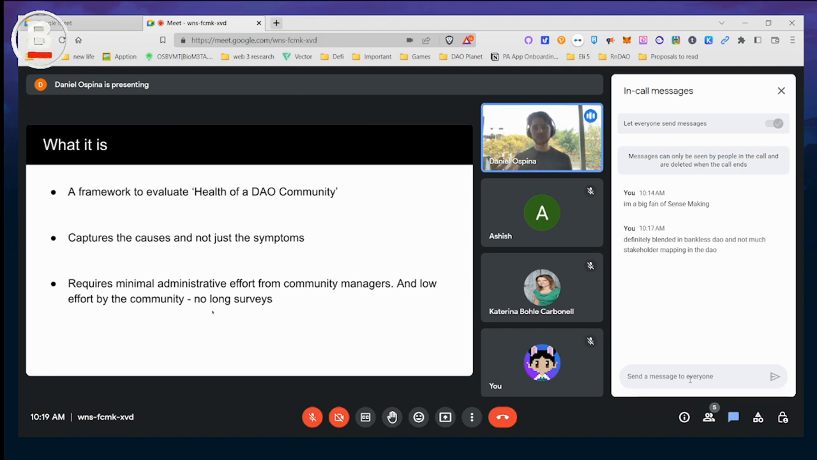And then the third thing that was really important for us was to make sure that this was relatively low effort for community managers and for communities as well to participate, because there are some fantastic surveys that have been designed, but they are very long. So it's the kind of thing that at most you can do every 6 months. And even then you might struggle a little bit to get enough responses and so on. And then it gives you so much data that it's kind of hard to deal with it.